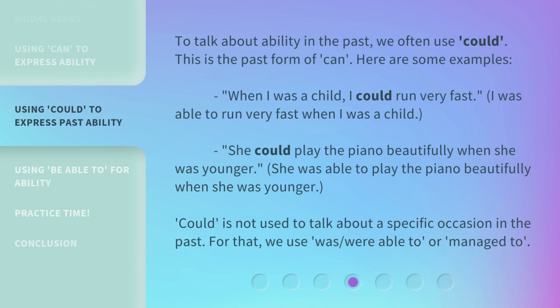To talk about ability in the past, we often use could. This is the past form of can. Here are some examples. When I was a child, I could run very fast. I was able to run very fast when I was a child. She could play the piano beautifully when she was younger. She was able to play the piano beautifully when she was younger.